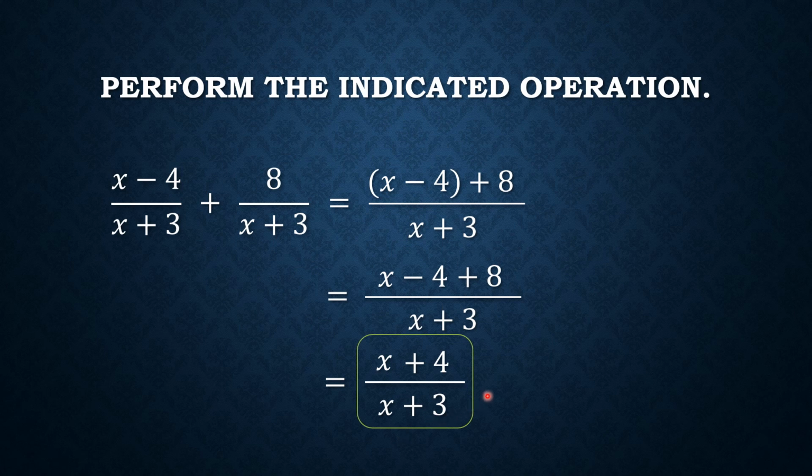And technically, this is now the final answer. Note, hindi natin po pwedeng i-cancel o i-eliminate si x na nandirito, because, tatandaan, merong nakapagitan na plus sa kanila. We can only do that if they are common factors, if the operation is multiplication. Pero in this case, this is it. This is the final answer.